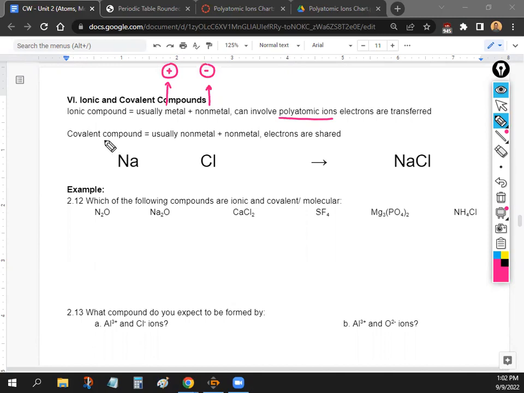This is in contrast to covalent compounds, which are usually a non-metal plus a non-metal, and the electrons are shared. So the difference is that in an ionic compound, the electrons are transferred. In a covalent compound, the electrons are shared. We'll come back to covalent later on, but for this unit, we're going to be focusing mostly on ionic compounds.